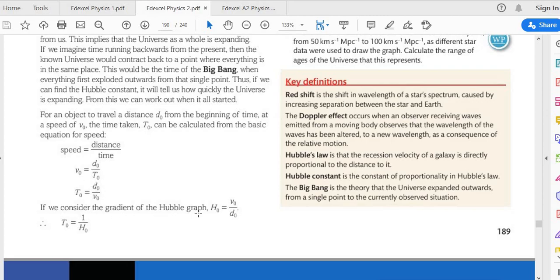If we consider the gradient of the Hubble graph, H0 equals v0 over d0. So we can write the Hubble constant from the graph as v0 over d0. Then v0 over d0 is 1 over t0, since here it's d0 over v0. So 1 over t0 equals H0. Then we get t0 equals 1 over H0. So we can find t0.